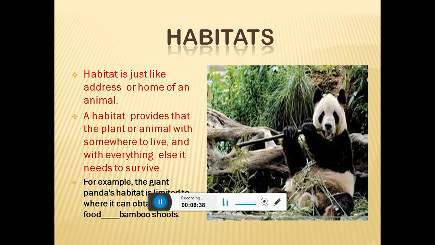For example, here is a picture of a giant panda. A giant panda's habitat is limited to where it can find its favorite food. Its favorite food is bamboo shoots. That is why the habitat of the giant panda is the mountains of central China, because that is a place where they feed mainly on bamboo shoots, which is their favorite food.